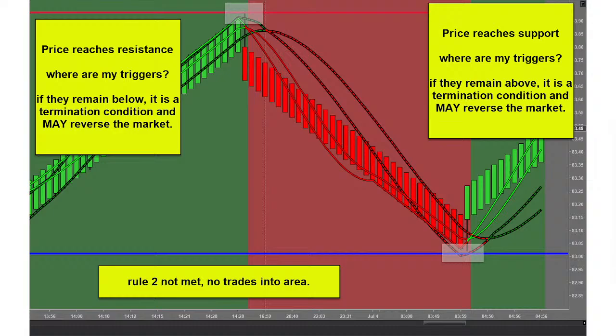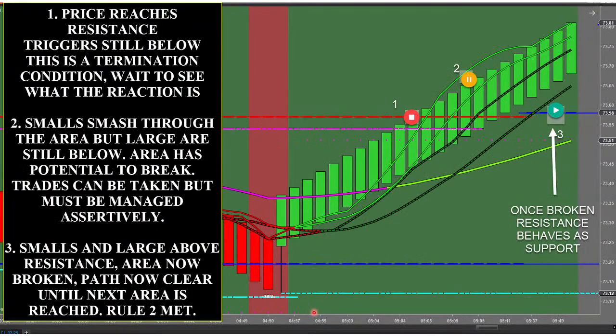So there is a life cycle when an area breaks. These are new slides for you. I hope these are helpful, guys. I love feedback when I do new stuff.